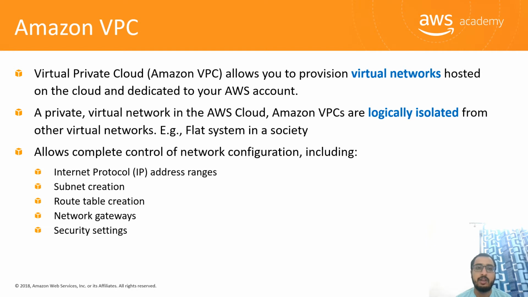So what is VPC? Virtual Private Cloud allows us to provision virtual networks hosted on the cloud and dedicated to your AWS account. So basically it is a virtual cloud on AWS, and we can store information and manage anything in that cloud. It is our private virtual network in the AWS cloud, and it is logically isolated from all other networks. It allows complete control of network configuration, including internet protocol, subnet creation, route table creation, network gateway, and security settings.